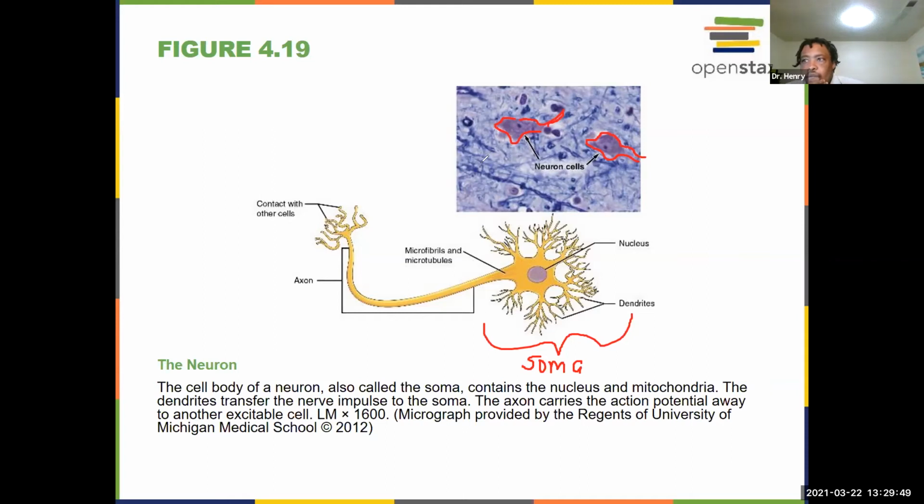So, what is the primary function of the neuron?